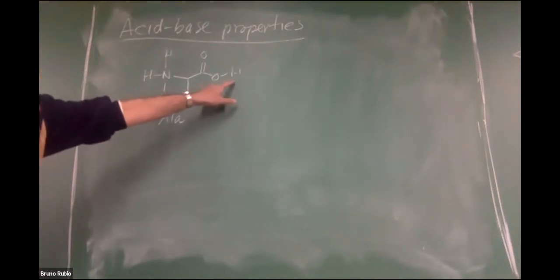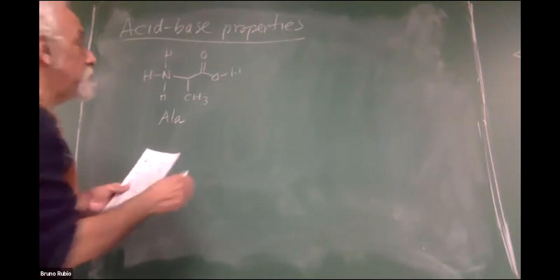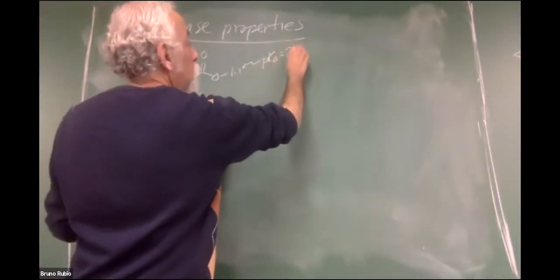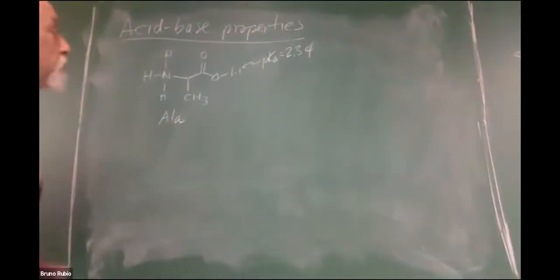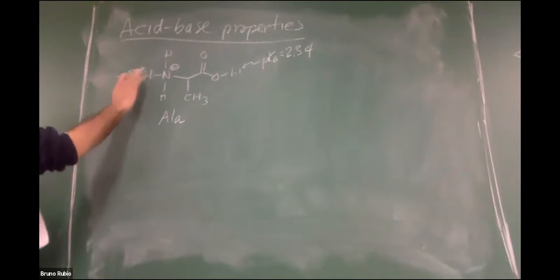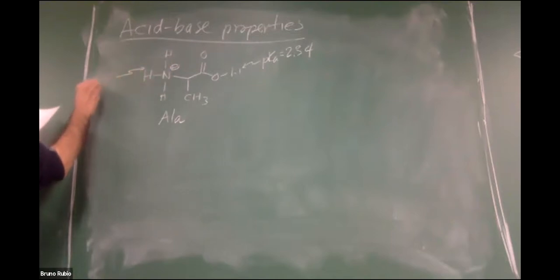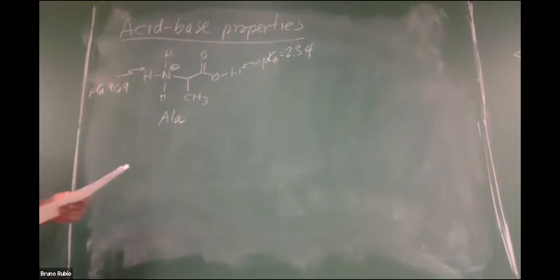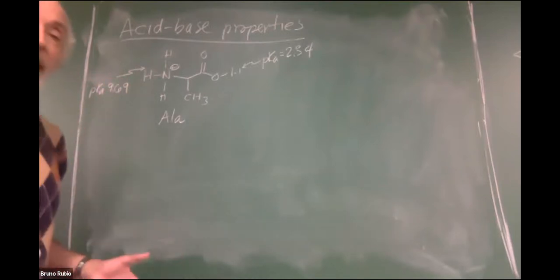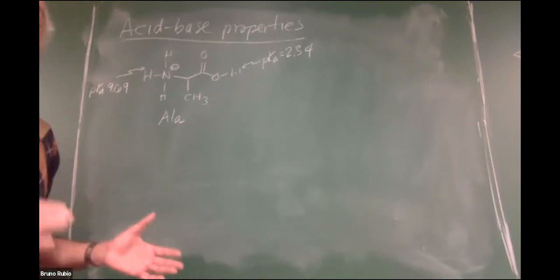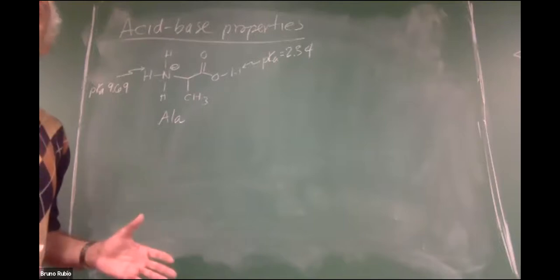That table says that this proton has a pKa of 2.34, and that table says that this proton here has a pKa of 9.69. Well, one of the things that we know that we can do with pKa values is that we can establish the dominant form of the amino acid at a given pH.